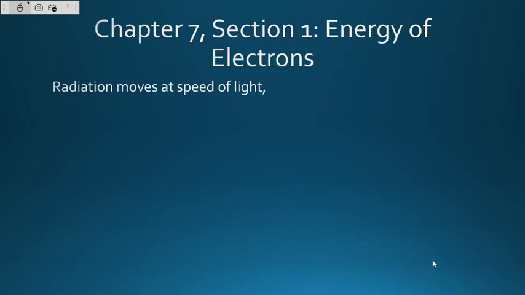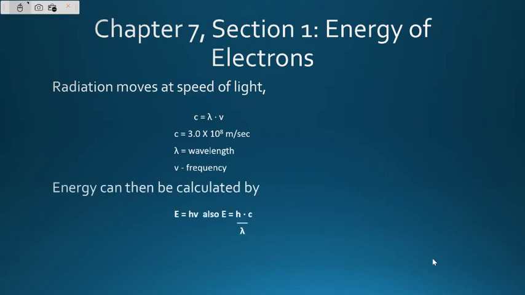Now, these electrons are going to be moving at the speed of light, the radiation is, and so the speed of light is 3 times 10 to the 8th meters per second, and then we can derive that equation accordingly. Okay, we can take E equals hν, which also equals E equals your constant times the speed of light divided by your wavelength. Okay, so it's just deriving the equation along the way for those of you who get into that sort of thing.